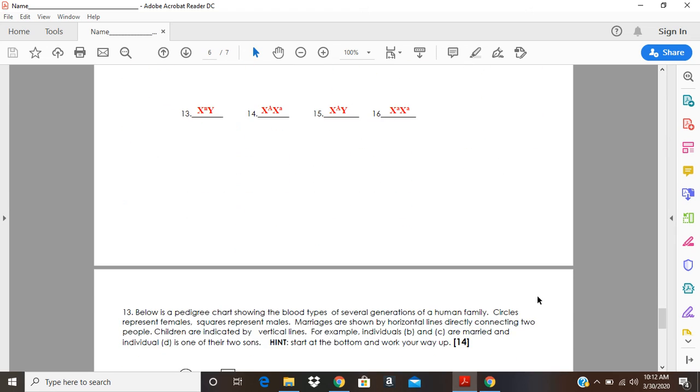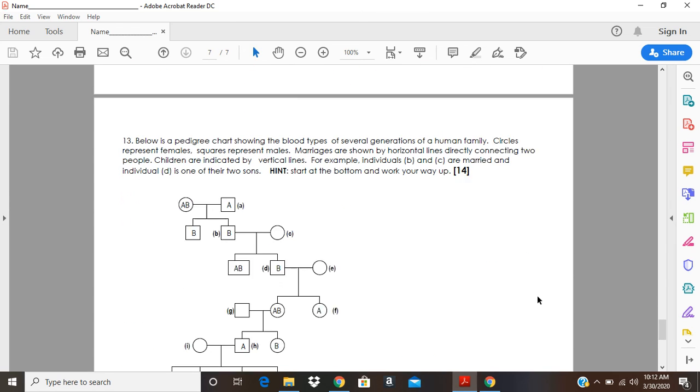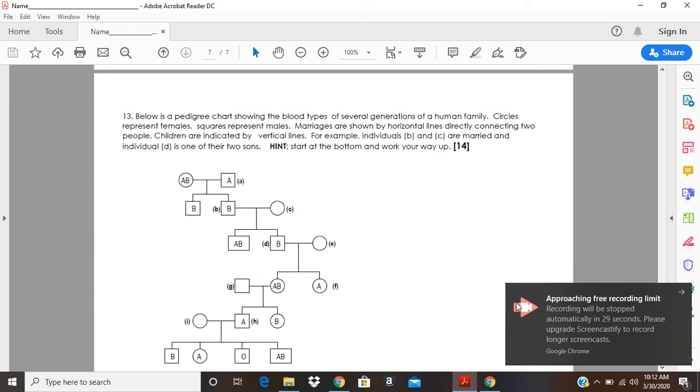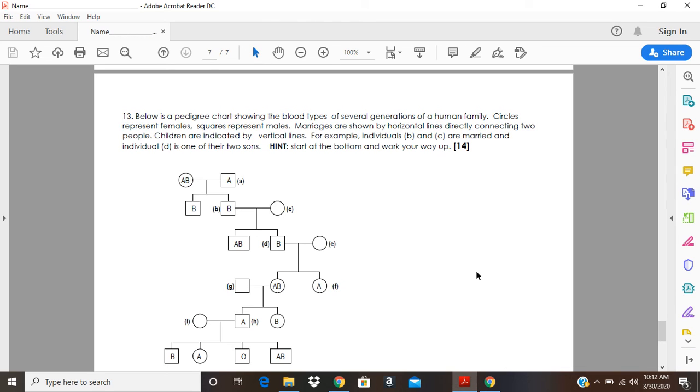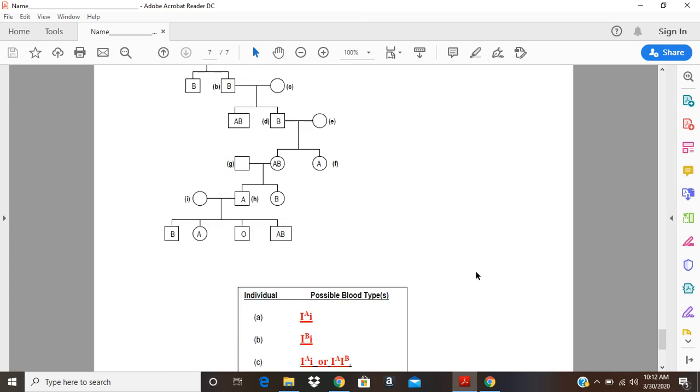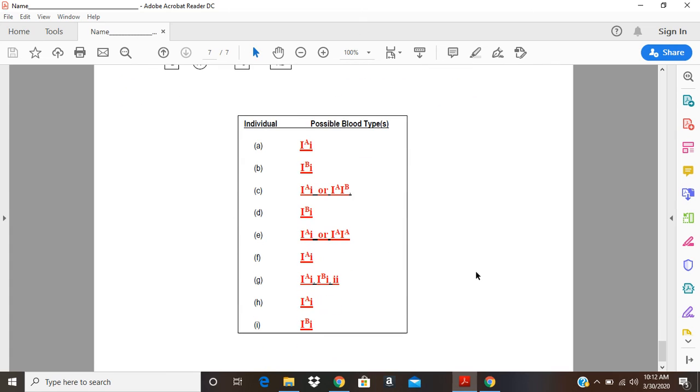Okay, now the last one. The blood type one. This drove people crazy. I'm going to just show you. Yes, I have 29 seconds left. 5 minutes goes fast. Okay, so these are the answers that you should have had. Now for C and E, there's more than one possibility, as well as G.